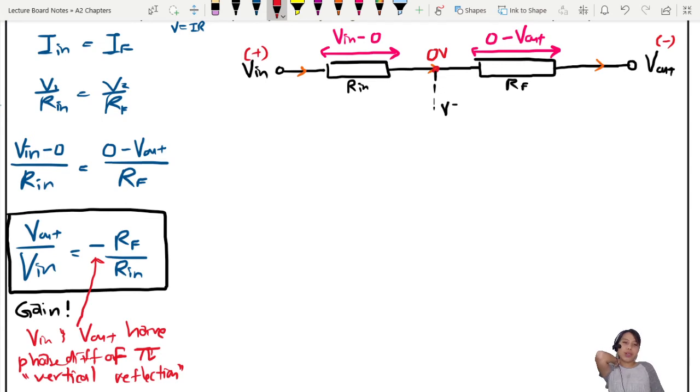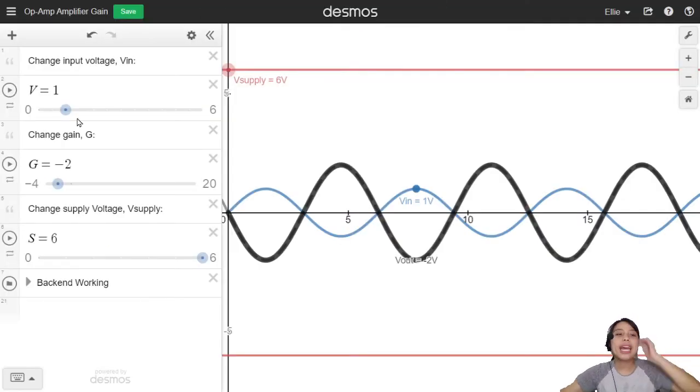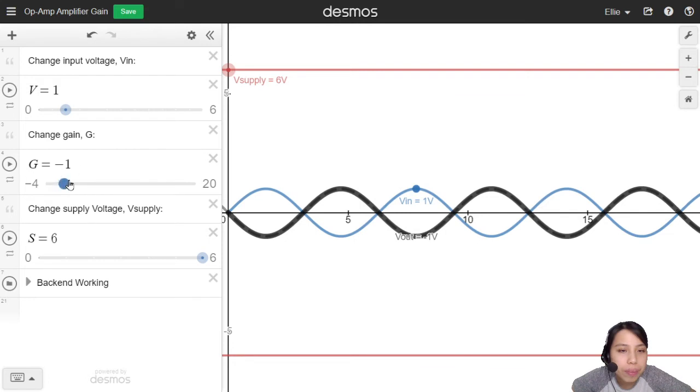In physics, we use the word phase difference of pi. I know in maths it means that. So let's go back to the graph. If your gain is a negative number, let's say -1, then your input graph will be upside down compared to your output. This is also called a phase difference of pi, 180 degrees phase difference. You shift the whole graph by pi. So this is what it means.